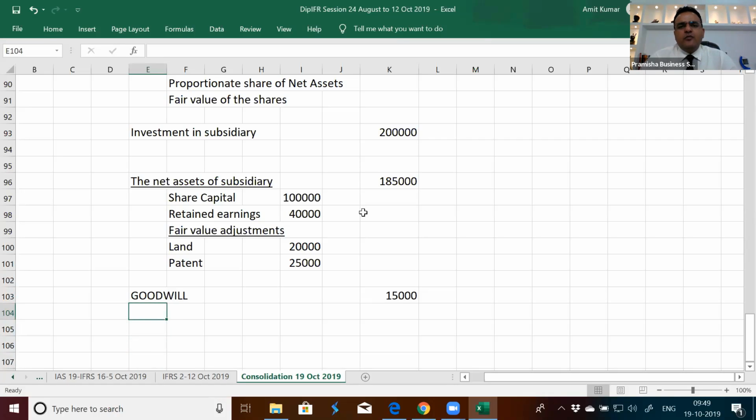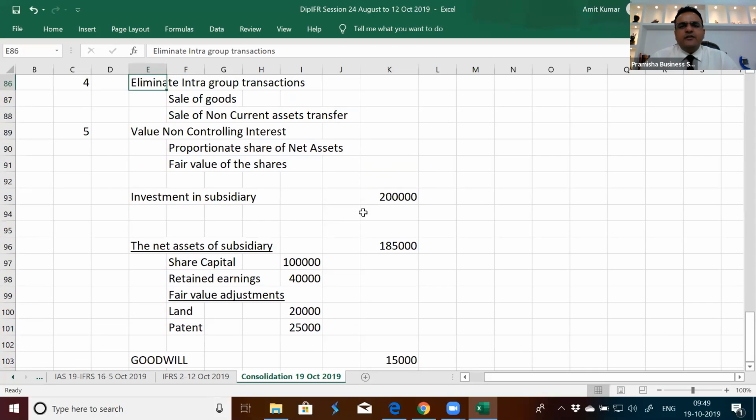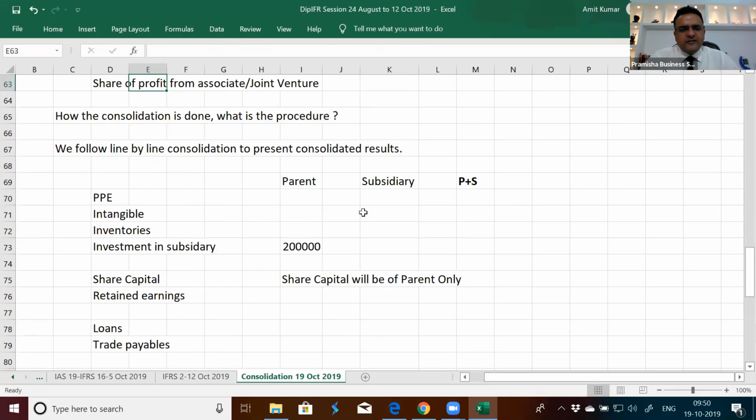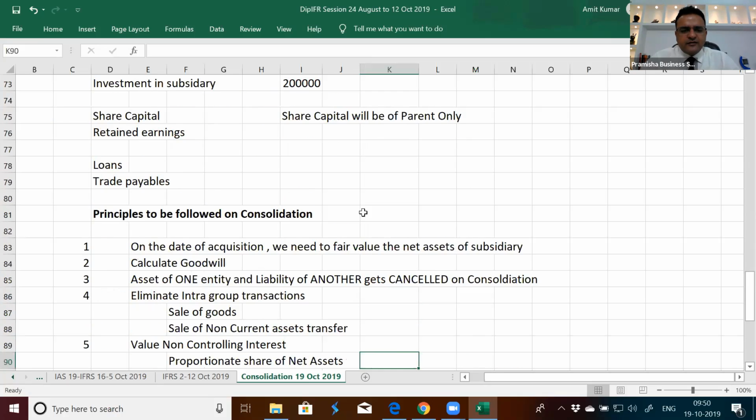Goodwill is any amount being paid over and above the fair value of net assets of the subsidiary which comes into the books. If I go by the concept, the asset of one entity and the liability of another entity get cancelled on consolidation. In the parent's books there is a line item known as investment in subsidiary. In the subsidiary's books it is indirectly the share capital of parent, retained earnings. These are the line items.